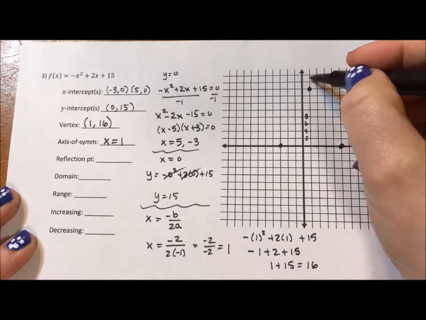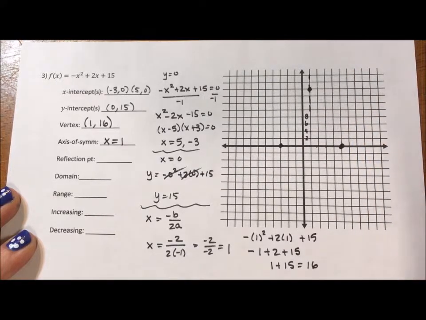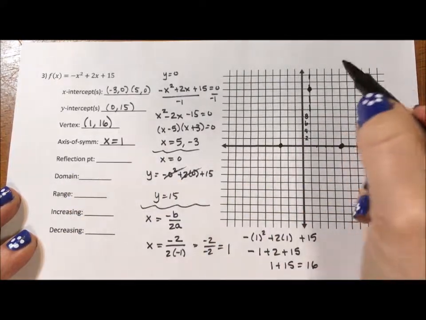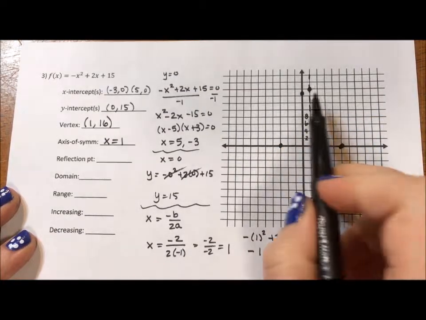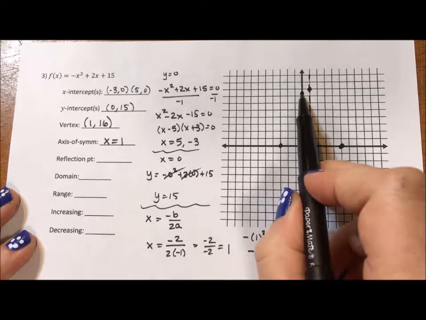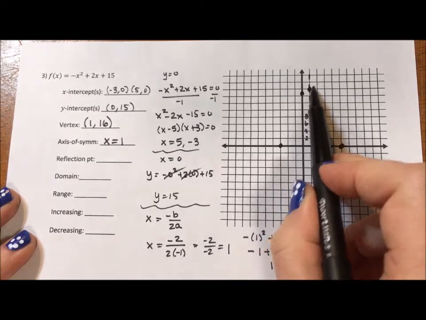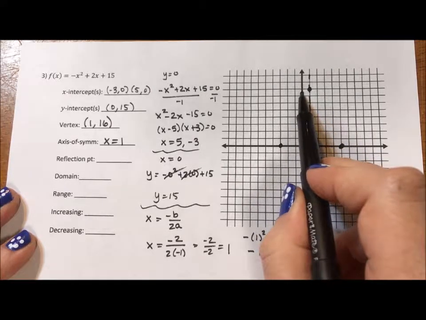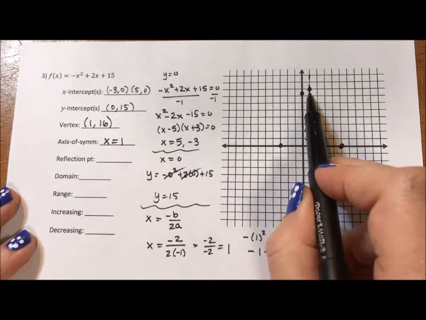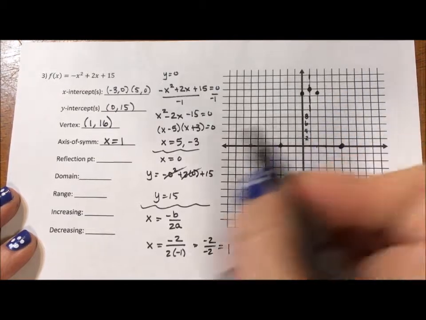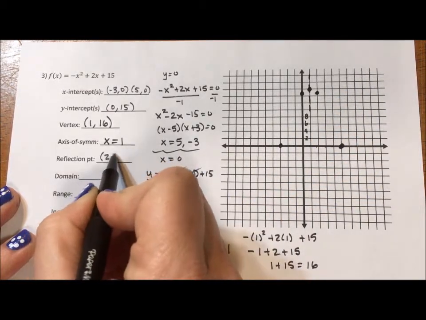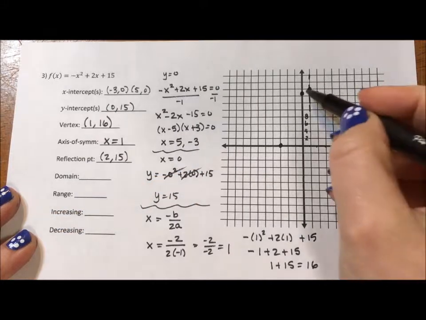And then this is my axis of symmetry. And let's see, 0, 15, that's going to be halfway. My reflection point is reflecting my y-intercept over my axis of symmetry. My axis of symmetry is my mirror. I go 1 box to the mirror and 1 box through the mirror. So this is my reflection point at 2, 15. And then I can graph.